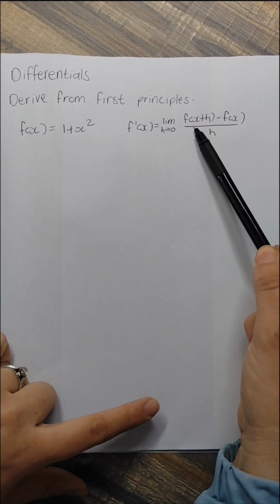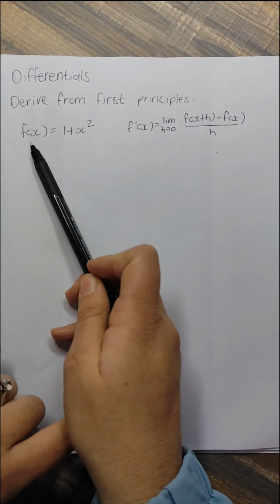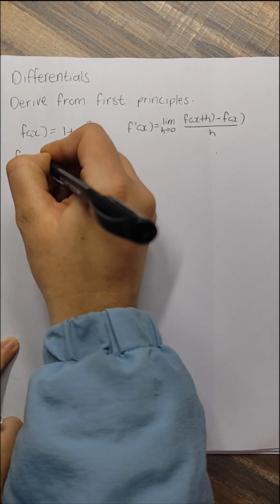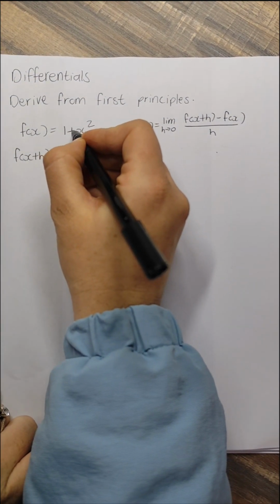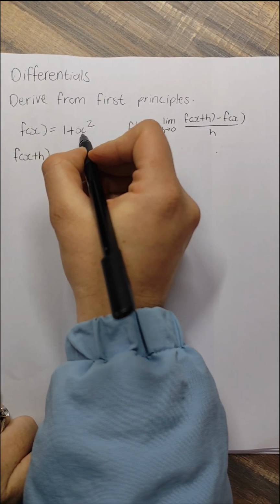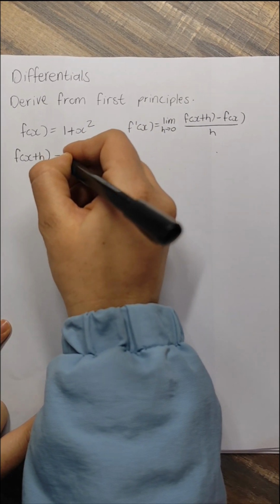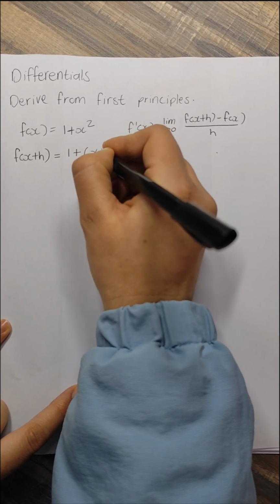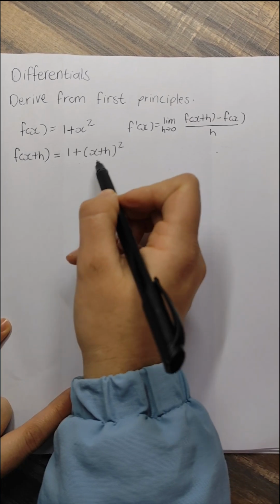So the first thing that we're going to do is, since we need f(x + h), I have the formula for f(x), and I am now going to substitute x + h into x's place, which means anywhere in my formula where I have an x, I need to replace it with x + h. So now we're going to do 1 + (x + h) squared. All right, so now we need to simplify this.